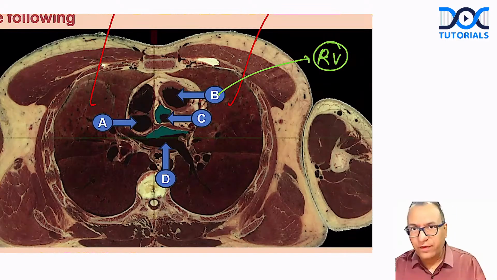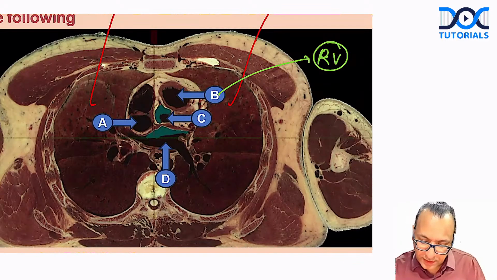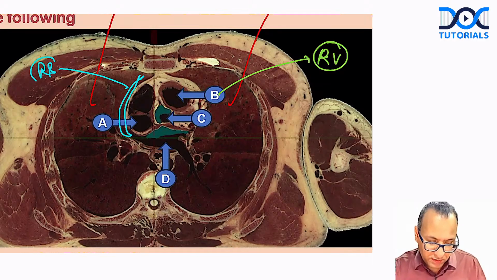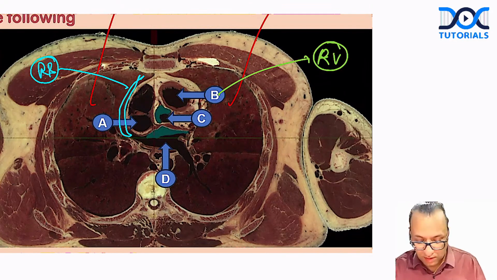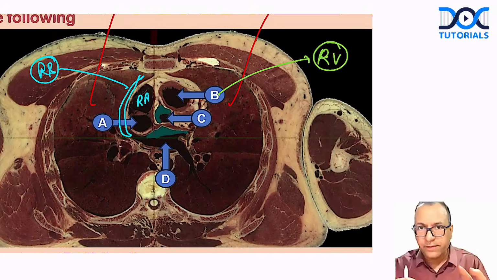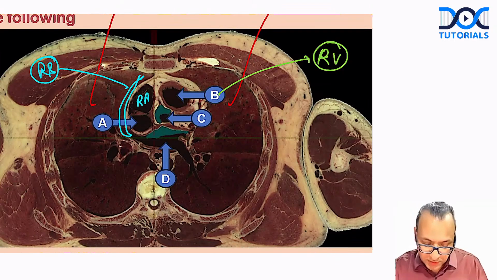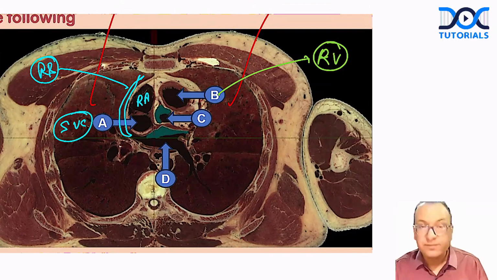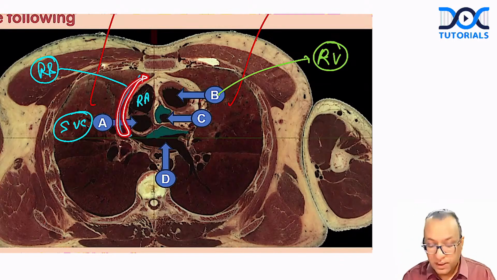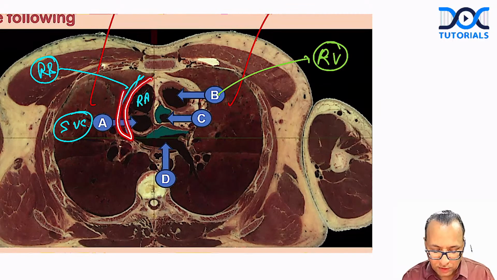What about the right atrium? Right atrium forms the right border of the heart. So this is the right border of the heart, formed by the right atrium. This is a vessel entering into right atrium. Vessel entering into right atrium, that is superior vena cava. Even the superior vena cava contributes to the right border of the heart. So when you look at the right border of the heart, you'll see not only right atrium, but also superior vena cava contribute to that.